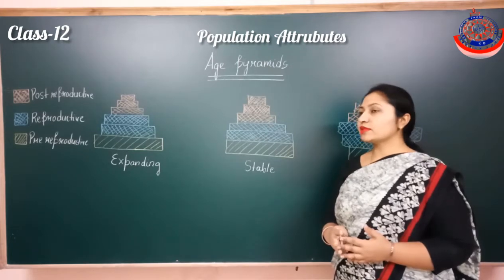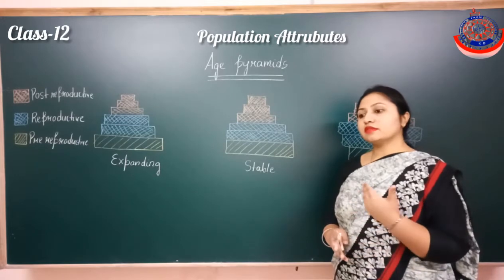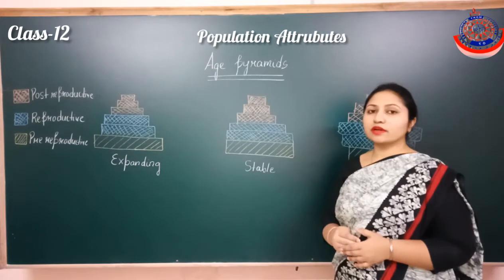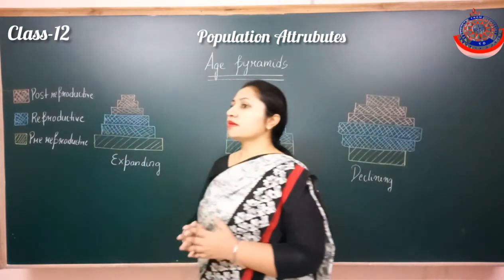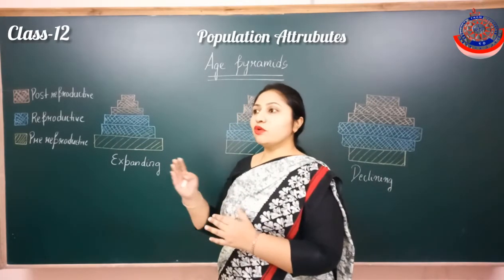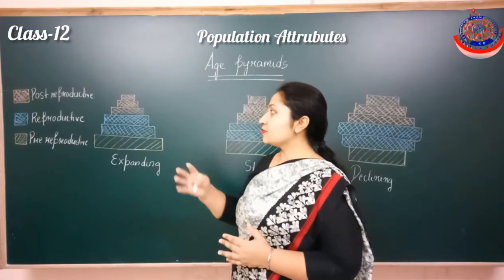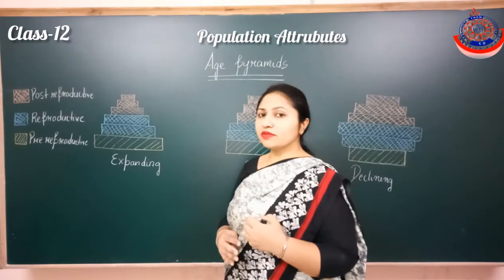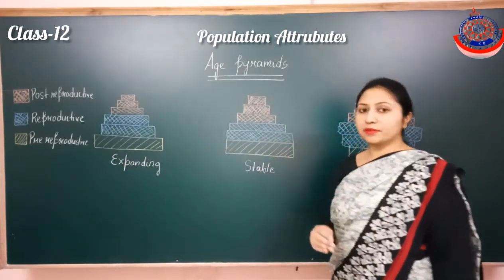Pre-reproductive means before the reproductive age, that is they are not able to reproduce. Next is the post-reproductive age. Post-reproductive age group means that the person is not able to reproduce now. They lost the ability to reproduce. So on this basis, after a survey, the different age groups are framed.